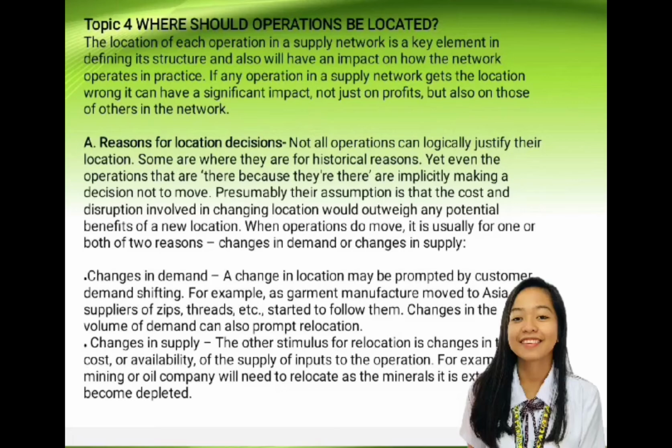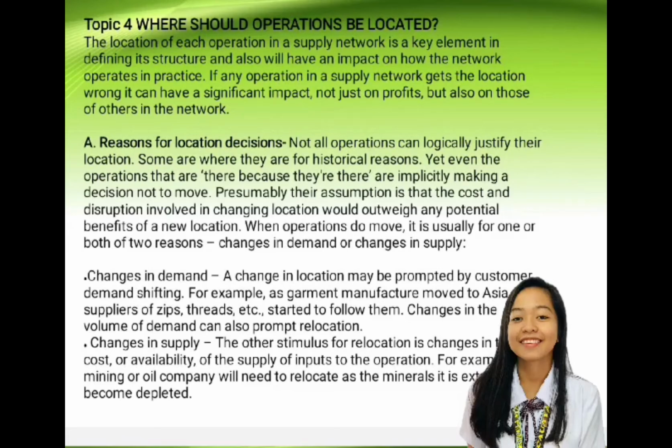An example here is, as a garment manufacturer moved to Asia, suppliers of zippers, threads, and etc. started to follow them. So when we say demand, it is referring to a consumer's desire to purchase goods and services and willingness to pay a price for specific goods or service. So, di ba, in making a garment you need to have zippers, threads, and etc. So, these manufacturers are going to follow the garment manufacturers.